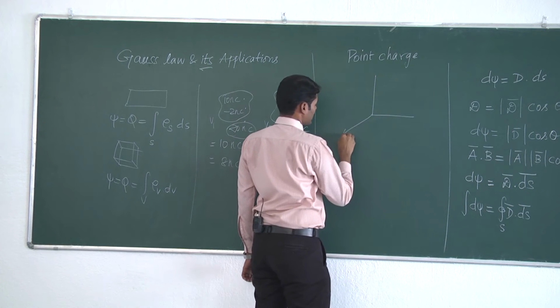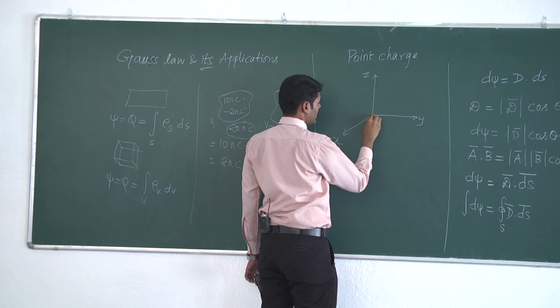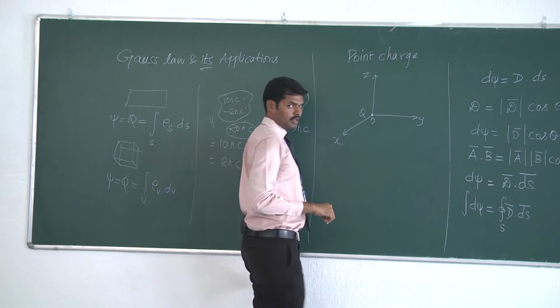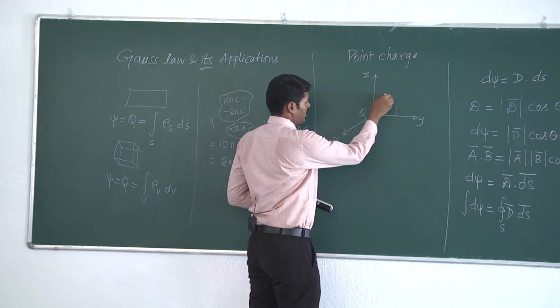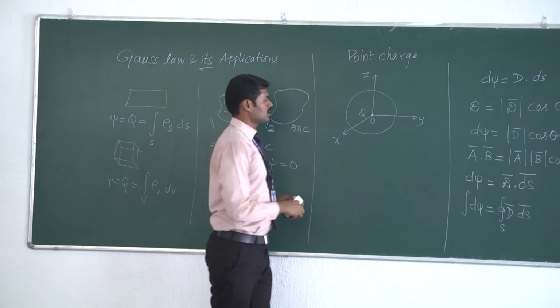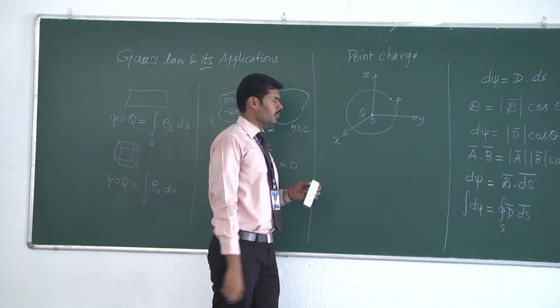Consider a 3-dimensional axis x, y, and z. It has a point charge q at the origin. So the electric flux density will exist in all 360 degrees. We are going to measure the electric flux density at point P.